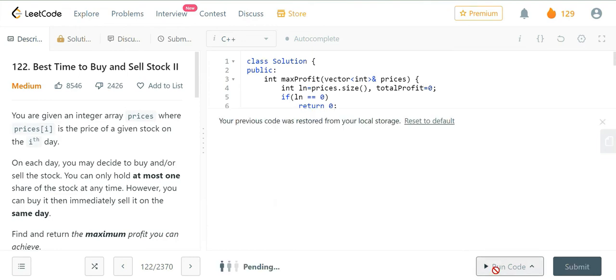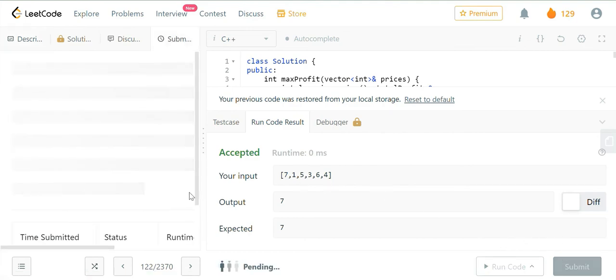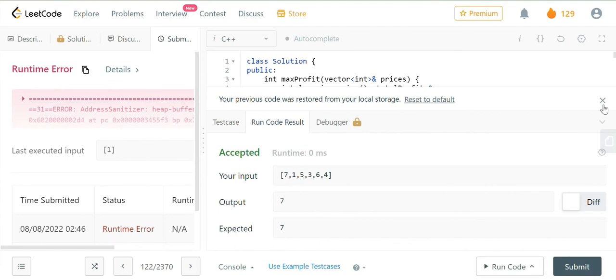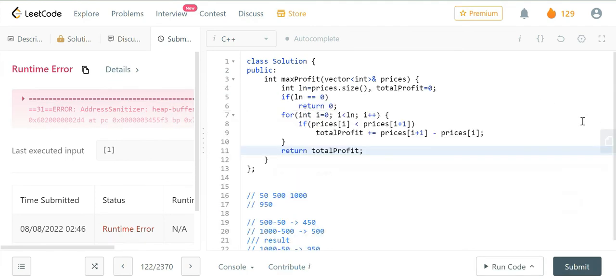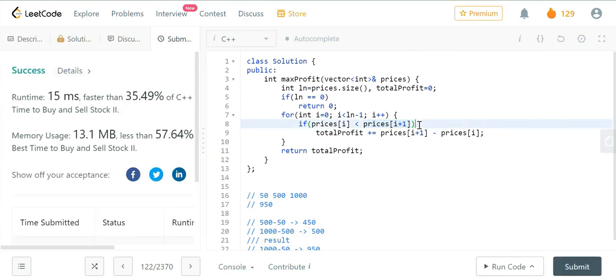Let's check the code. So it runs successfully. Now check if it is submitting. Runtime error. Okay, here you have to minus 1 because we are increasing i plus 1, so that's why. So it runs successfully. Thank you.